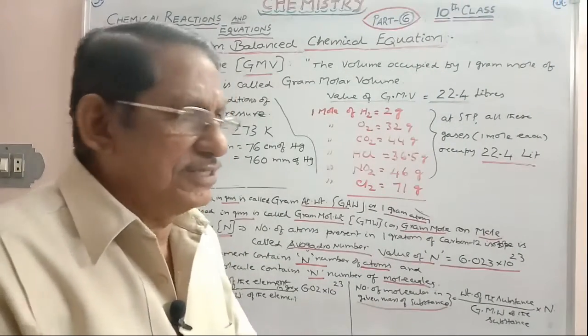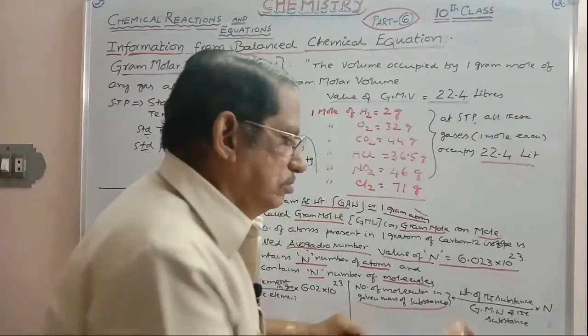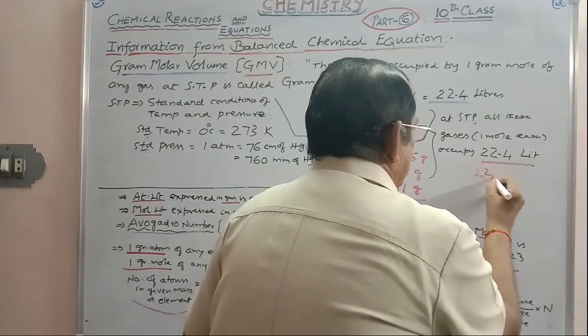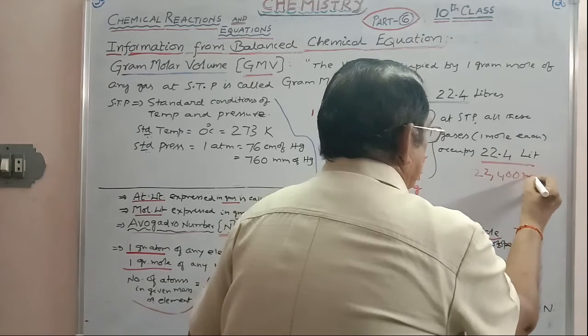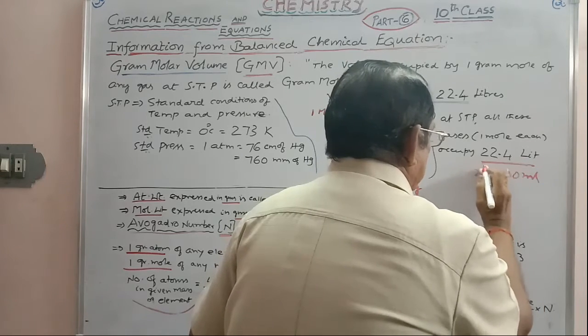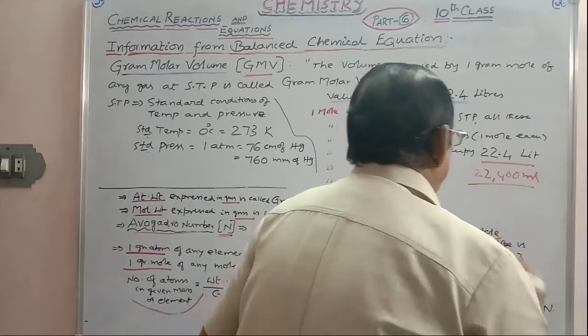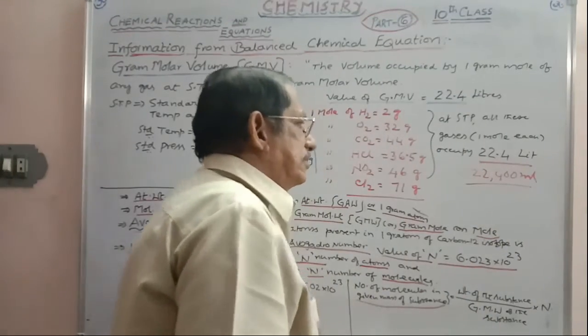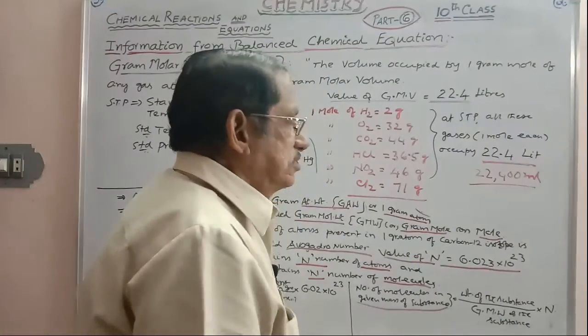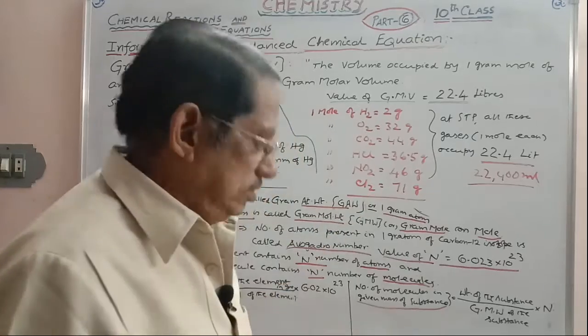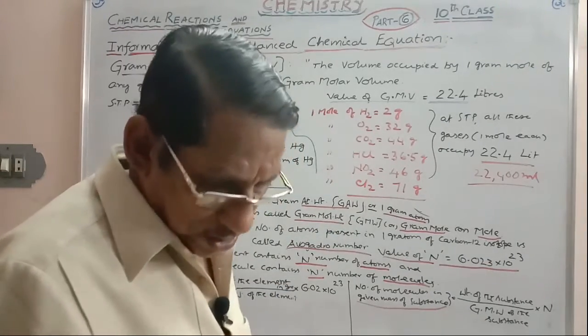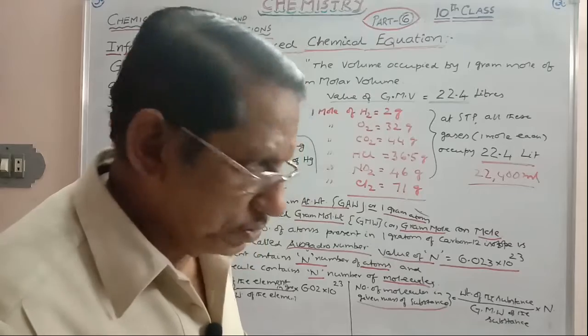You can convert liters also into ml. You can sometimes write this as 22,400 ml. Either one is correct. So you can express it in liters or ml, whatever unit is necessary we will adapt there. So in this way we can connect the gram molar volume to molecular weight.